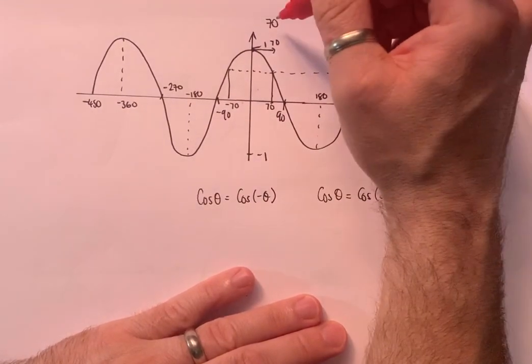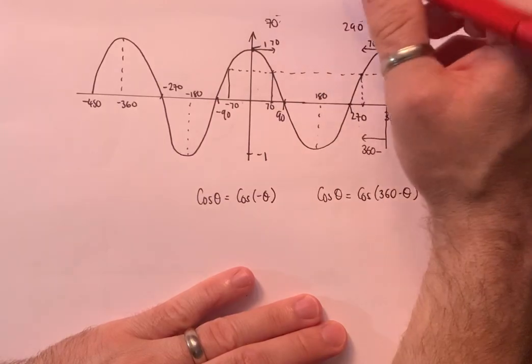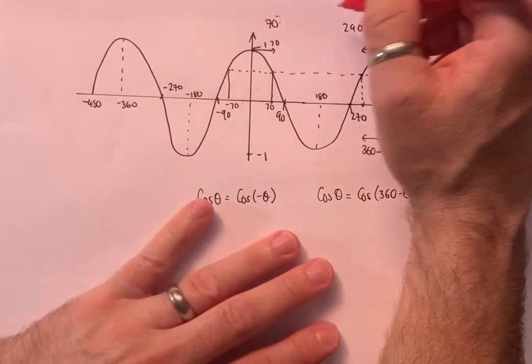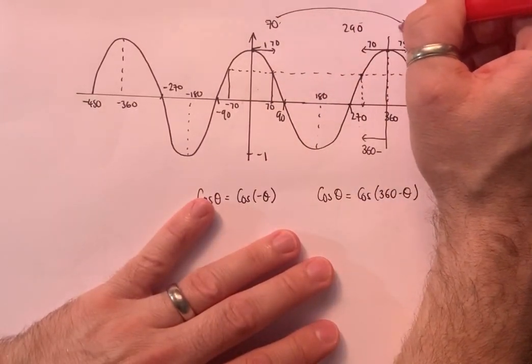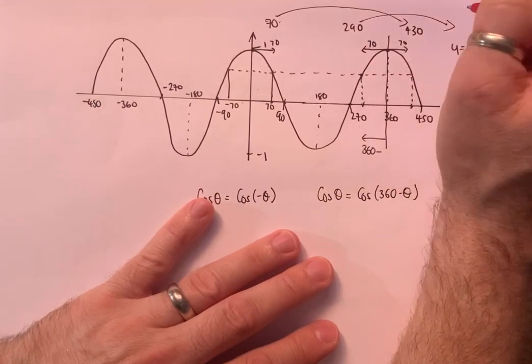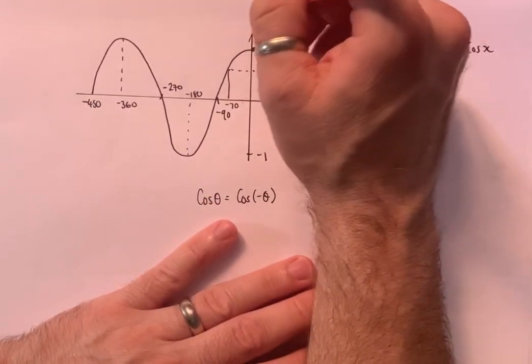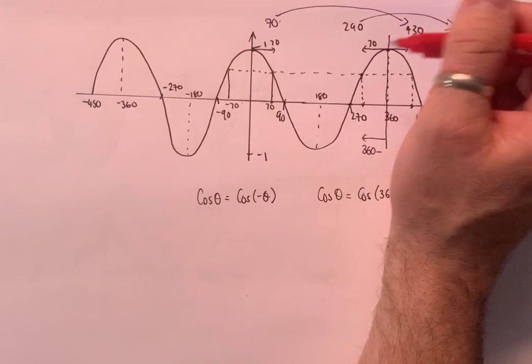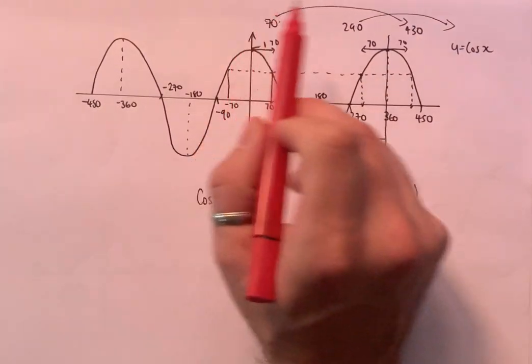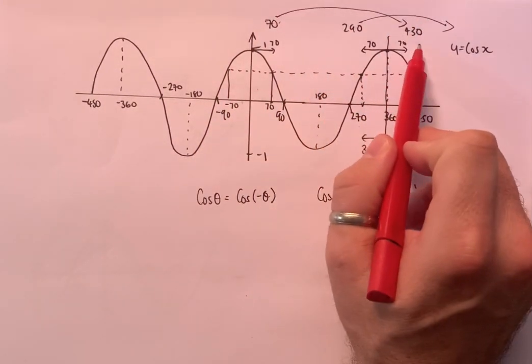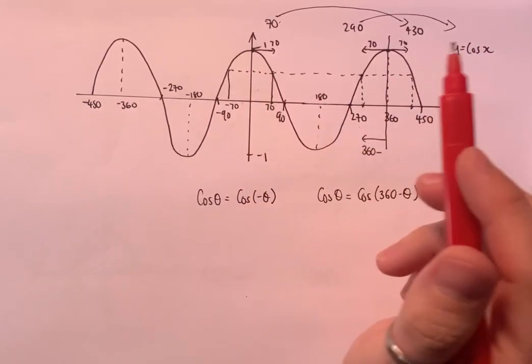But anyway, once you've got these two angles, you can work out all other angles by adding and subtracting 360. So 70 plus 360 is 430, plus 360 will get you that angle. And you only really need to do it for the positive side, because I know minus 70 is going to work, minus 290 is going to work, minus 430 is going to work, because it's perfectly symmetrical about the y-axis.